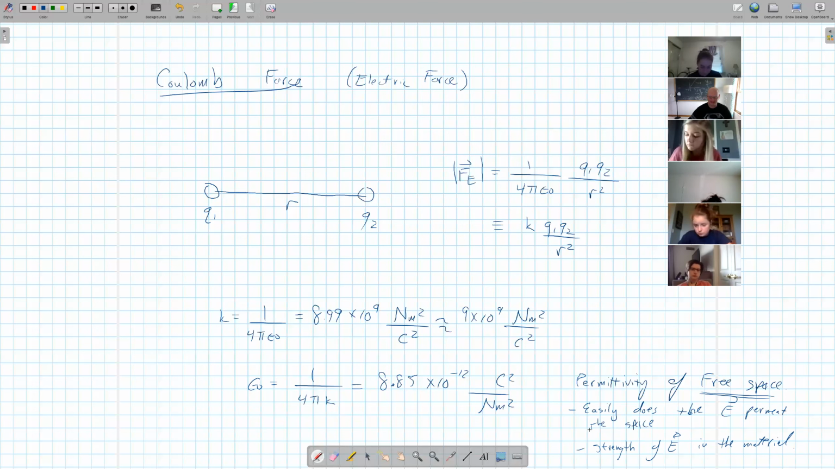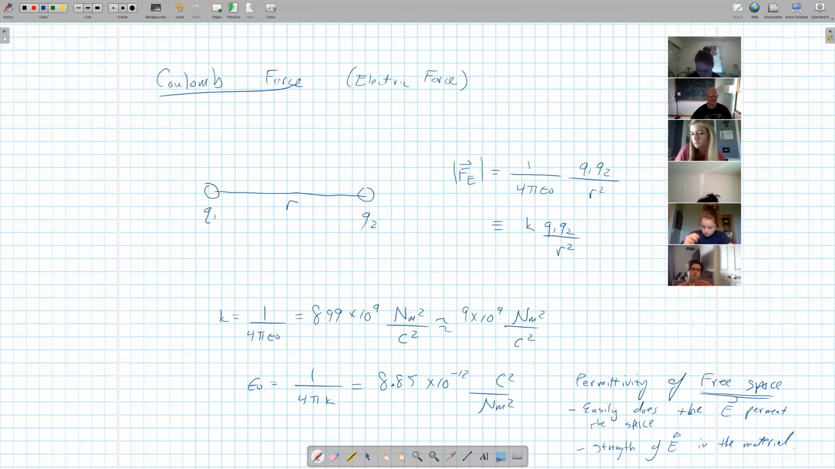This number, epsilon naught, will be different depending on whether I'm in a material or not. For example, if the electric field is in an insulator versus in a metal, I have different strengths of the field. We'll talk about this later, so don't worry too much about that for now, but just note we have this thing, epsilon naught, called the permittivity of free space.